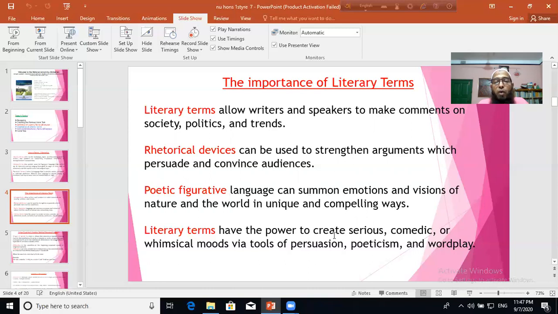Literary terms have the power to create serious, comedic, or whimsical moods via tools of persuasion, poeticism, and wordplay. Sometimes very serious, sometimes very comedic, or whimsical moods. So to create a mood, the writers use literary terms, persuasion, poeticism, or wordplay. So these are the importance of literary terms.